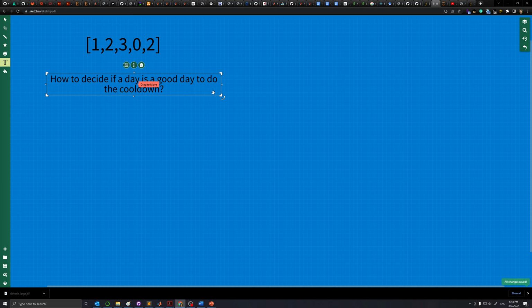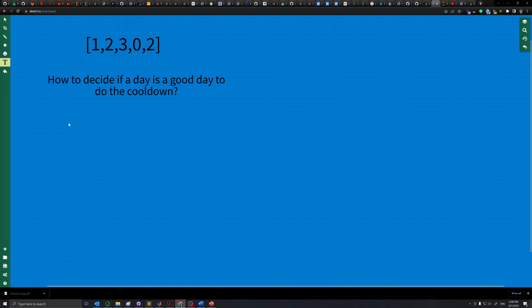Because other than the cooldown, everything else is pretty much the same. So if we can just pre-select the days for the cooldown, then we're good, right? Because if we pre-select the cooldown, then the day before the cooldown is the day we sell. So we immediately know our selling days, and that would be great. So how do we decide what day is a good cooldown date?